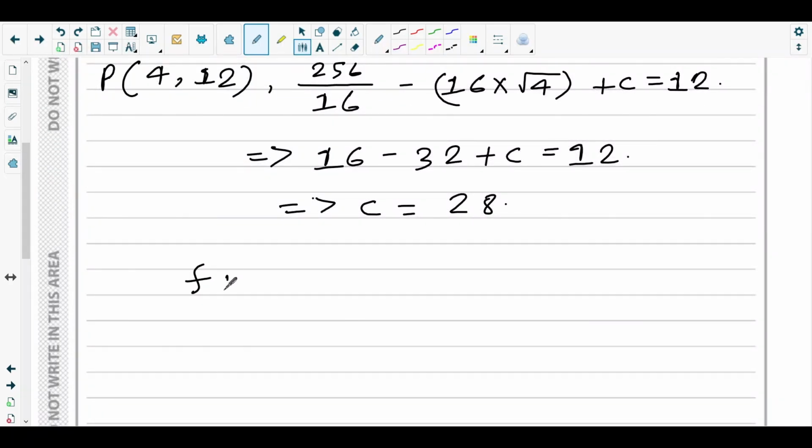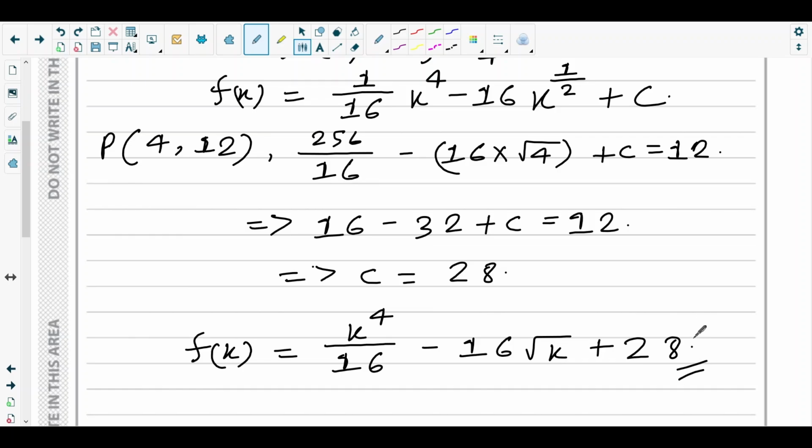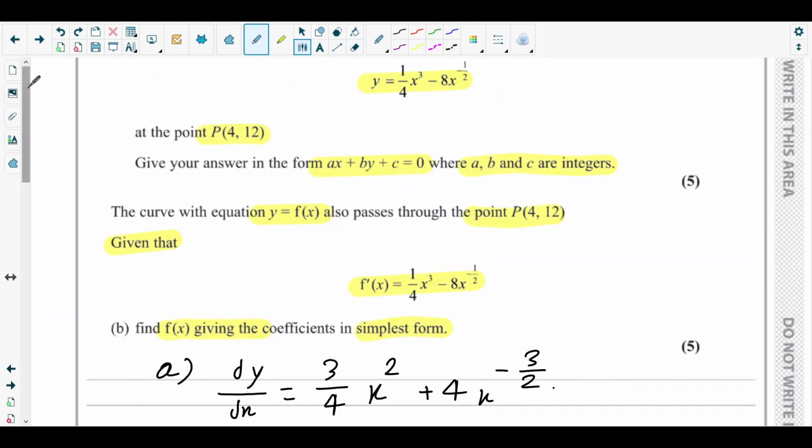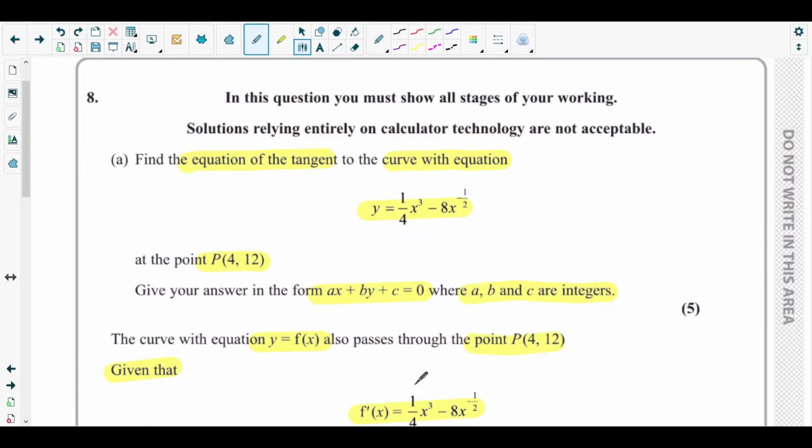So f of x can be written, in simplest form, as x to the power 4 over 16 minus 16 square root of x plus 28. That's it. That's the equation for f of x, and that's what part B has asked for. And that's the end of question number 8 of the May 2023 P1 paper.